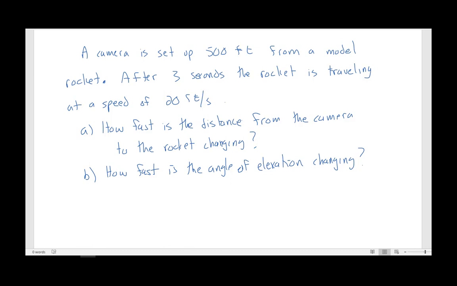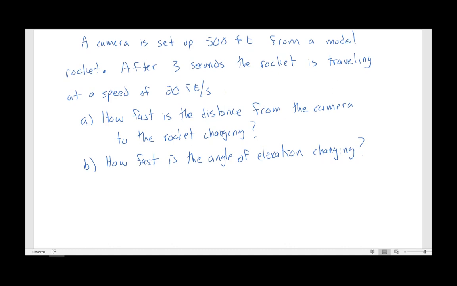And again, I've got to scroll on my digital paper here. But first, I want to draw the scenario that we have. Let's say we have a camera here, and we have the rocket launch pad here. We're told that the camera is 500 feet from the rocket, and the rocket is launching. Now let's assume the rocket launches straight up. So at 3 seconds, the rocket is traveling 20 feet per second. So here's the distance from the rocket to the camera, our hypotenuse, and we want to know how fast this is changing.